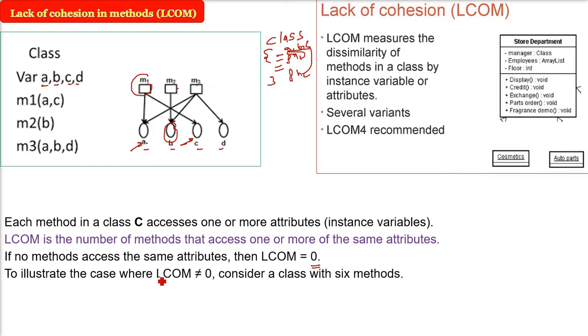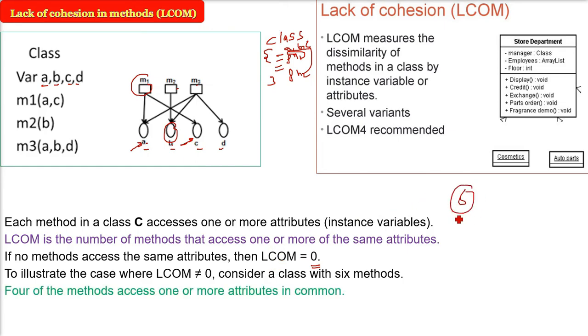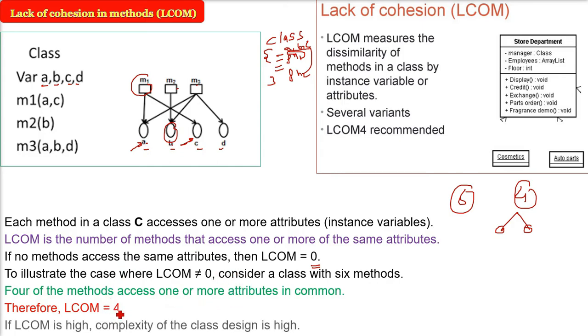To illustrate the case where LCOM is not equal to 0, consider 6 methods. 4 of the methods access one or more attributes in common. So what do we say? We say LCOM is equal to 4. The lack of cohesion in methods is 4. So this is how LCOM works. If LCOM is high, the complexity of the class design is higher.